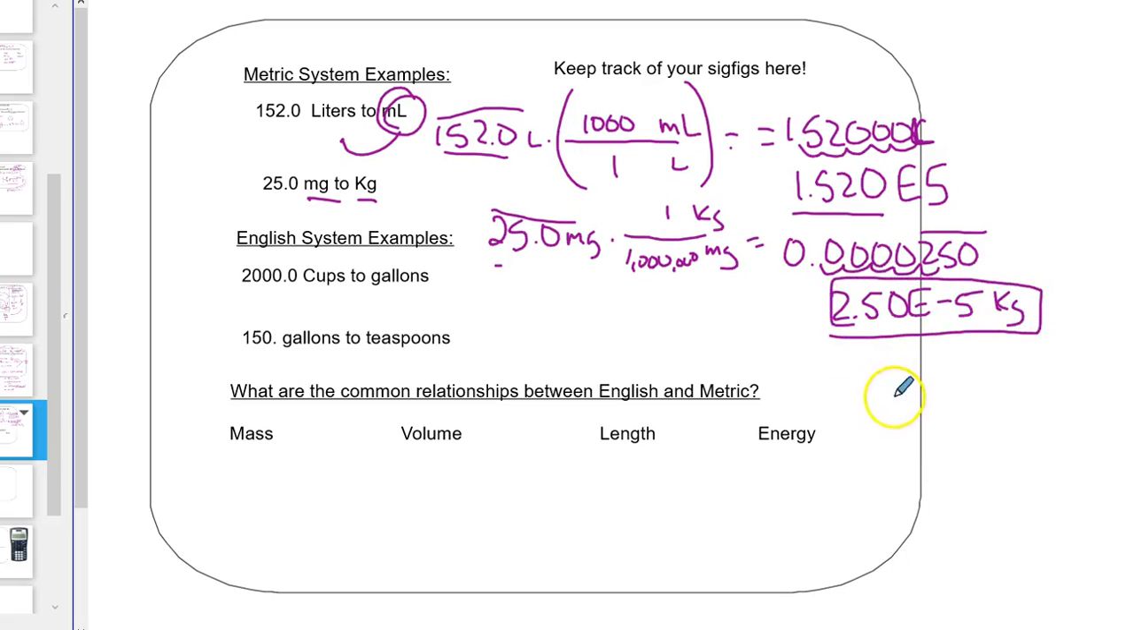Again, there are lots of examples in our workbook that you can try to make sure you're proficient. Watching me do one example does not make you proficient. Alright, cups to gallons. Now again, we recognize this is the English system, so I've got to get back to those converters. Let's do a quick review of that.